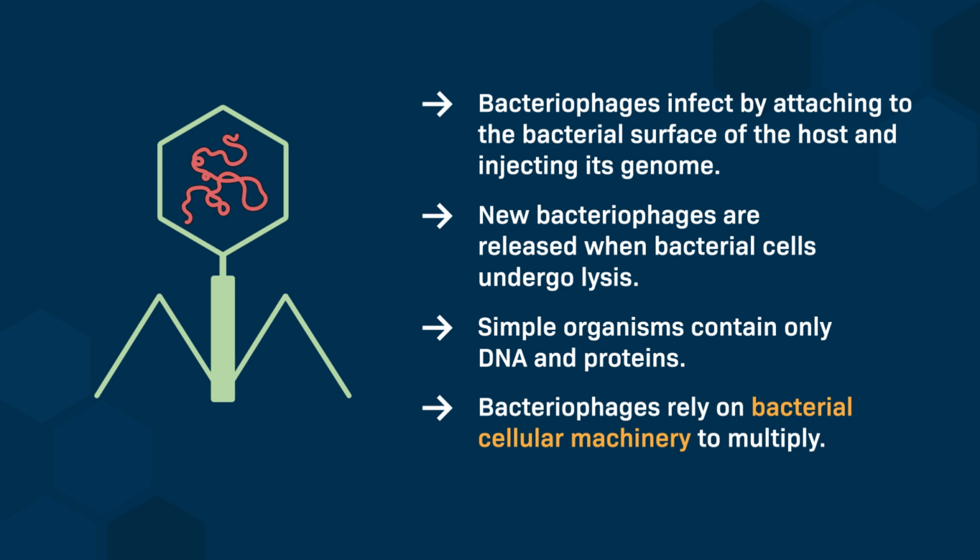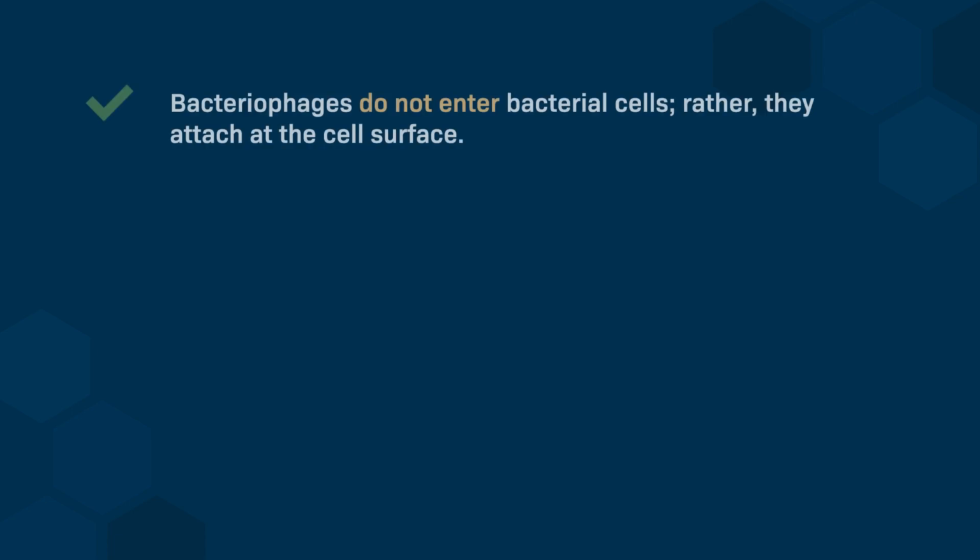What led to this important discovery? Two initial observations were made about bacteriophages. The first was that bacteriophages attach to the outside of bacterial cells and do not enter the bacteria. This was shown with electron microscopy in 1940.